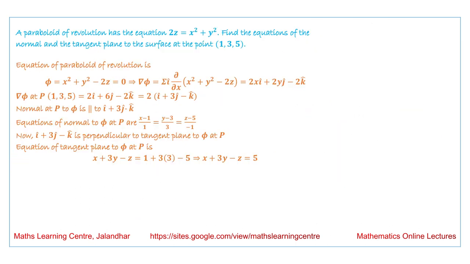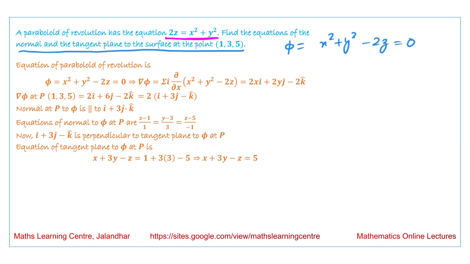Now next we have a paraboloid of revolution with the equation 2z is equal to x square plus y square. We have to find the equation of the normal and tangent plane to the surface at the point 1, 3, 5. So we are writing that phi is equal to x square plus y square minus 2z is equal to 0. If we calculate the gradient of phi, we get 2x i cap plus 2y j cap minus 2 times k cap. This is gradient of phi.